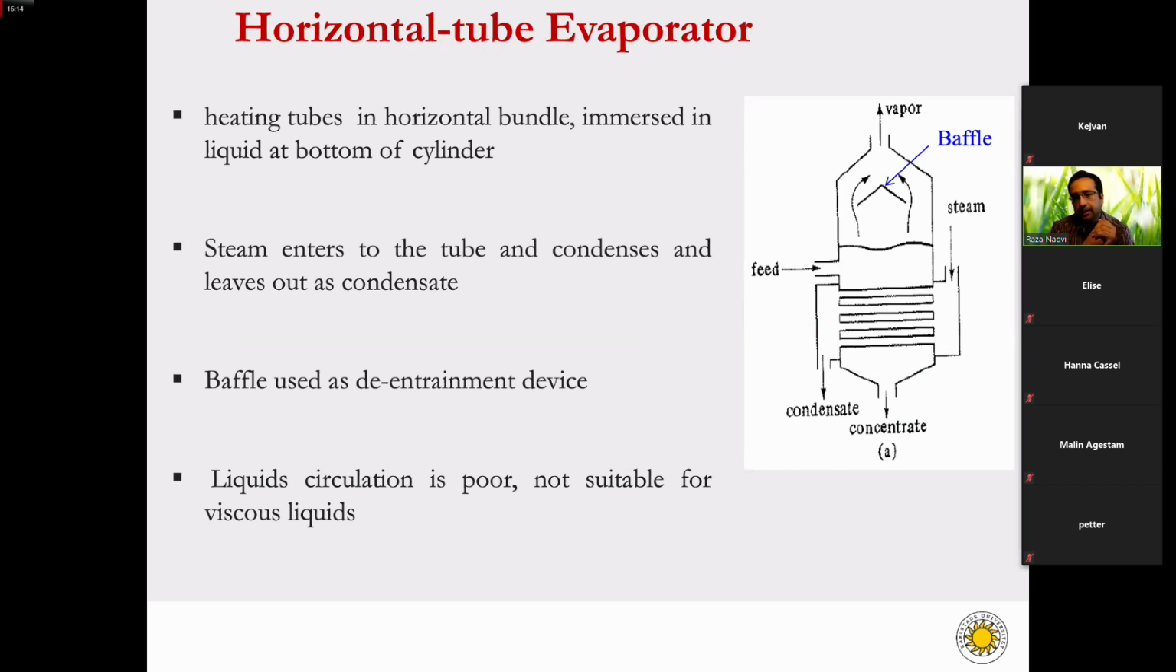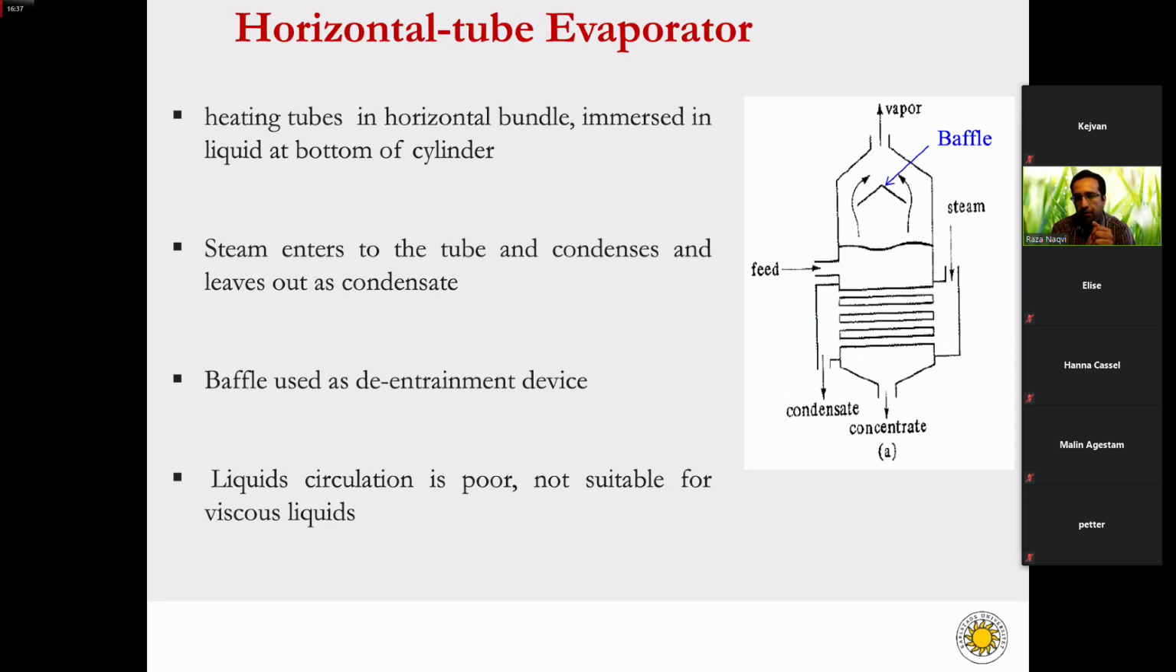There is another type which is called horizontal tube evaporators. If you look at the picture, there are horizontal tubes inside the evaporators, and then normally you can provide steam as the heating medium, right? And you put in your feed. Normally, steam enters the tube, condenses and leaves as the condensate.